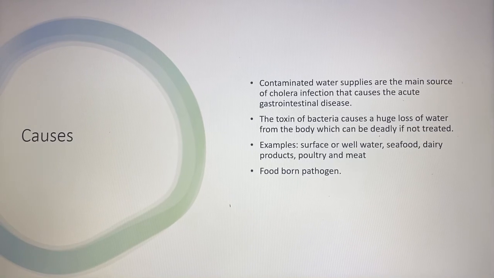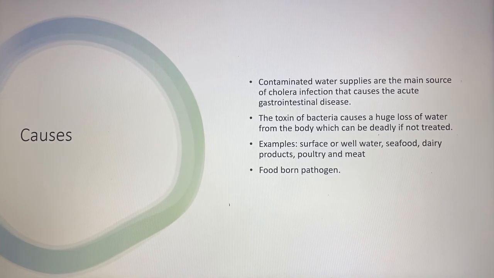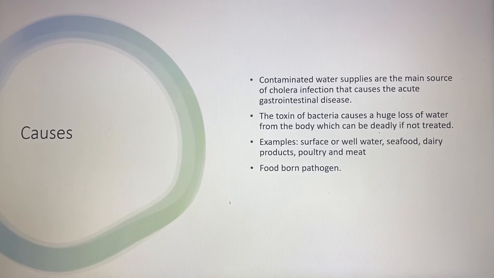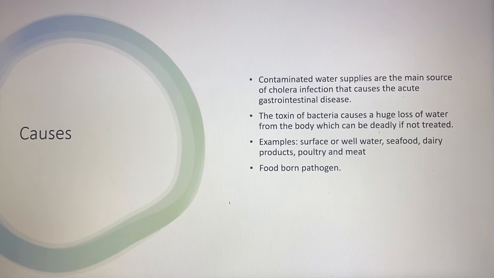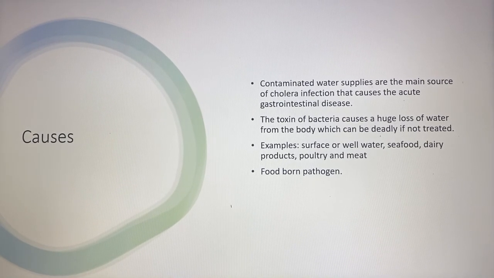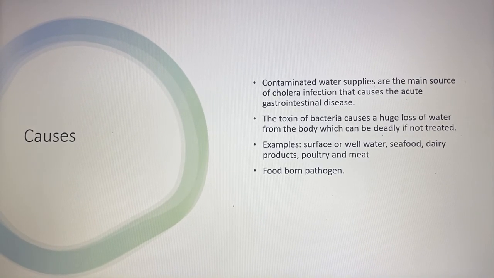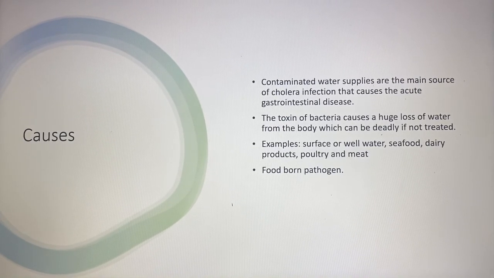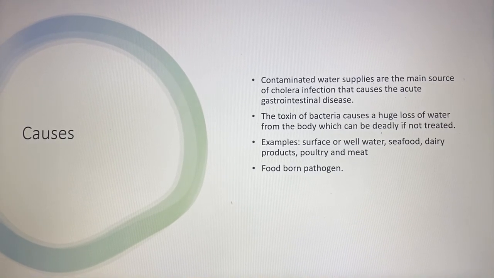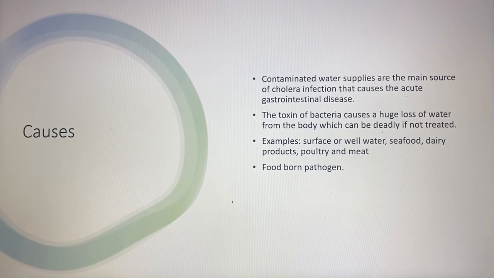And these are examples of the bacterium that can also cause infection. We have the surface or well water, because usually in developing countries, people need to get water. They use the well to get water. They have to boil it and try to make it a little bit healthier for them. We have seafood, dairy products, and poultry and meat. Poultry and meat, this is what brings cholera to be considered as a foodborne pathogen.